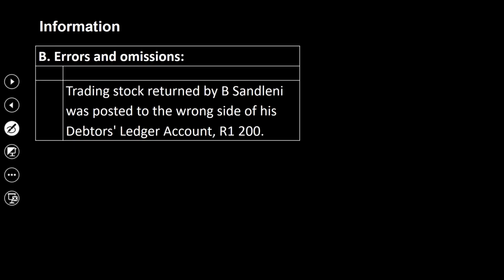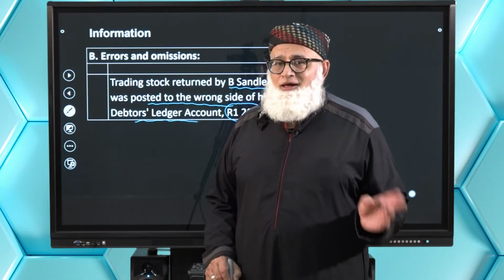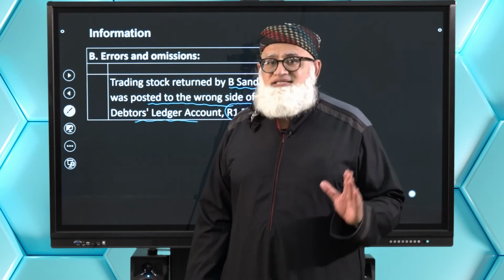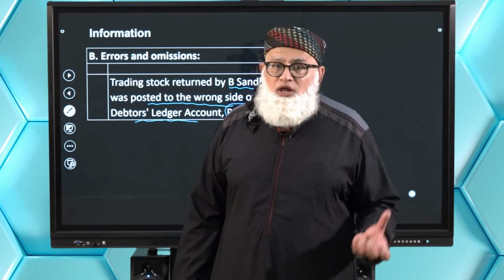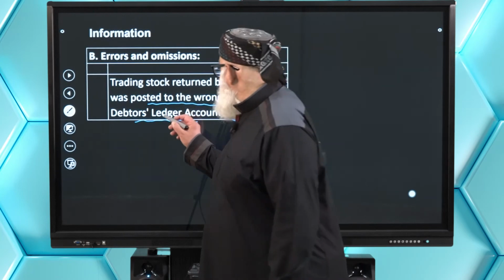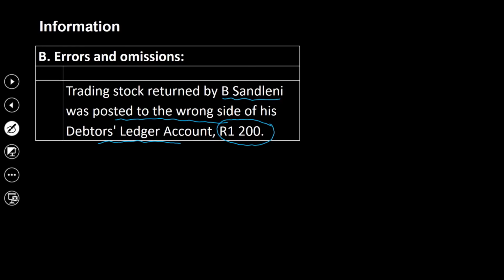Okay, next one. Trading stock returned by B. Sandleni was posted to the wrong side of his debtors ledger account, 1,200. Just to take you back, remember, we asked the question, did that error impact on my control account? And the answer was no, because the control account was correct. The error was made by us posting to the wrong side of his debtors ledger account, an amount of 1,200.